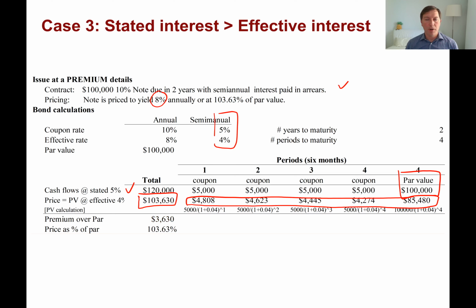Okay, so this gives you a good idea of what premium and discount on bonds are, how they arise, and what the underlying mechanics behind these calculations are, right? In the next video, we will talk about how these bonds are accounted for and what happens over the life of a bond.